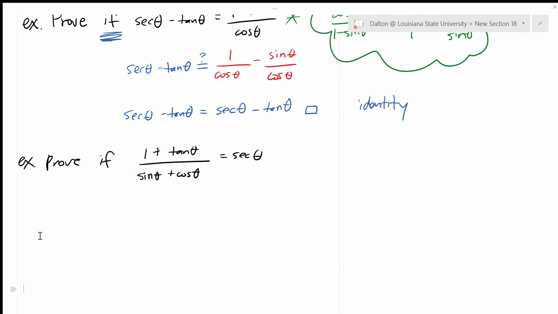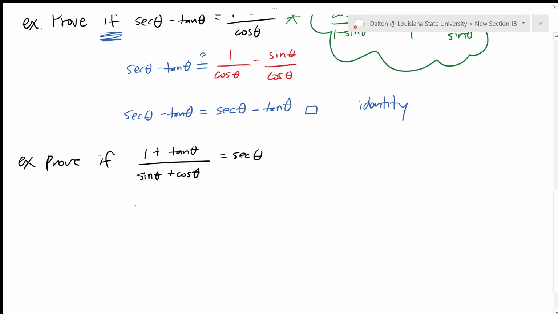I'll give you a hint from our proof tips. One of the things that's also going to be useful is if you convert everything into sines and cosines. So on the left-hand side, the only thing that's not in terms of sines and cosines is tangent. How else can I rewrite tangent?